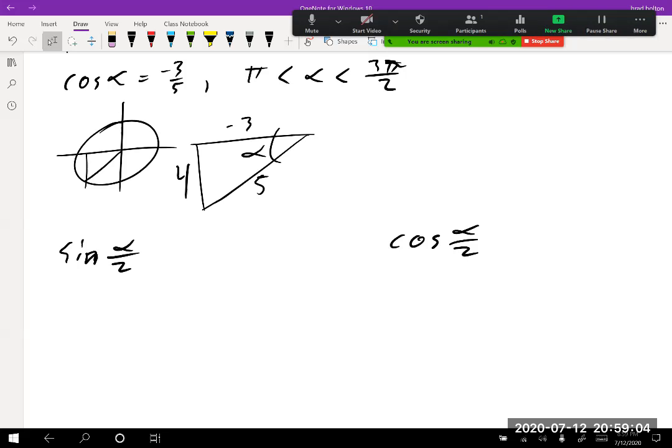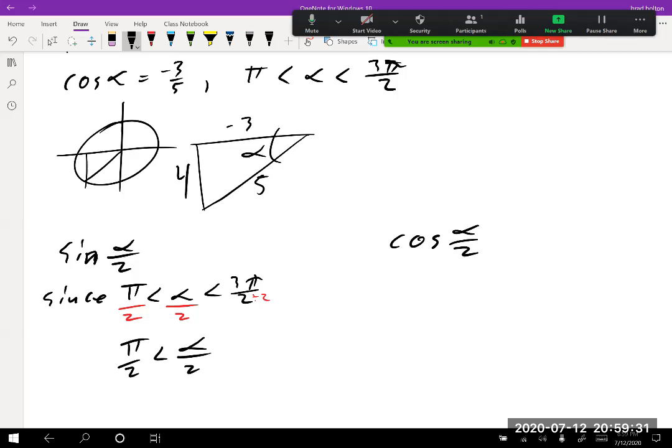So here's the rub. I did this in a different video. Since we know that pi is less than alpha is less than 3 pi over 2, that's not exactly what we're dealing with though. We're dealing with alpha over 2, so we have to find out that our alpha over 2 is somewhere between 3 pi over 4 and pi over 2. So we're even more limiting what it is. We're actually over here now with the pi over 2.